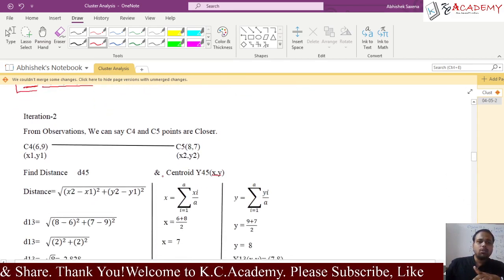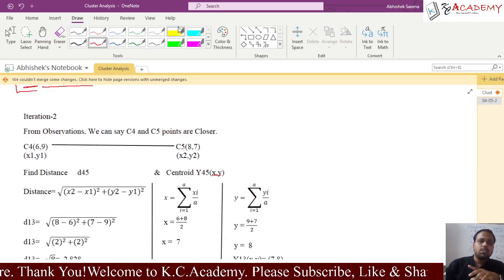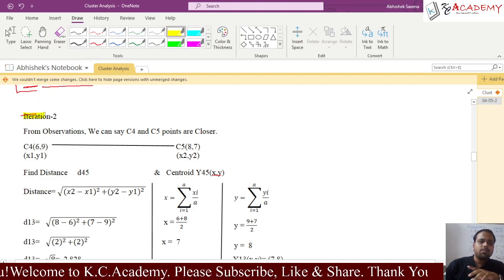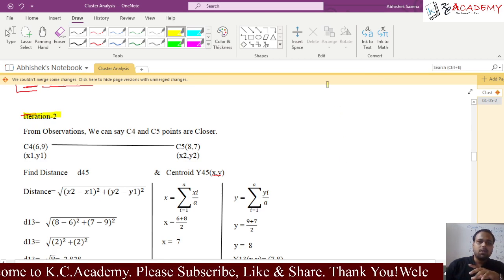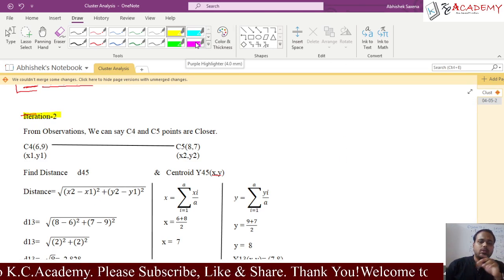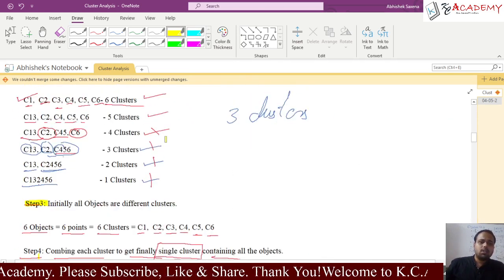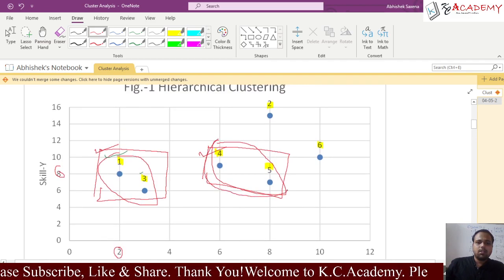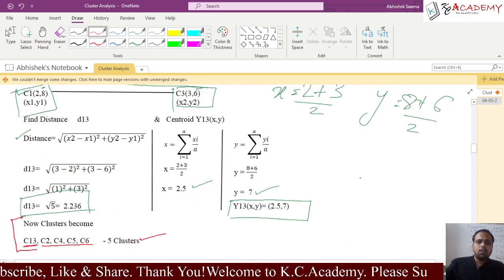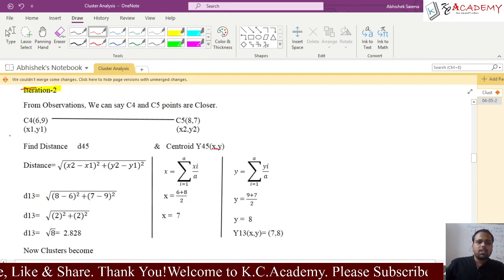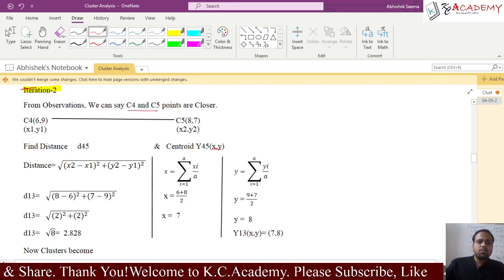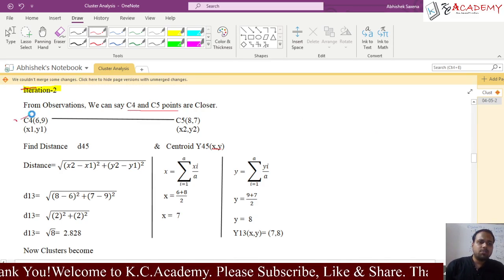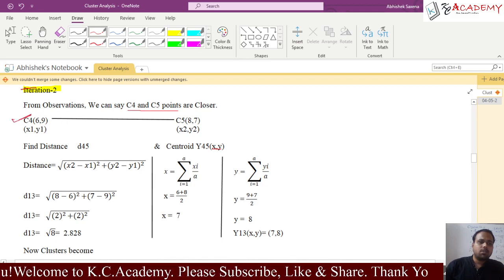So in iteration 2, what will we do? Again we have to see which points are nearer. As we had seen from the graph, which points are nearer? 4 and 5 are nearer, right? We can check the graph. See here, 4 and 5 are nearer. So we'll try to combine clusters 4 and 5 in the second iteration. In the second iteration, C4 and C5 points are closer. We'll do it the same way, no different way.